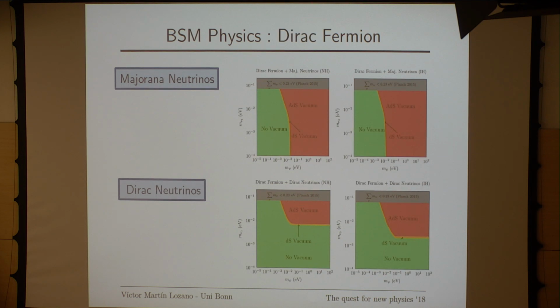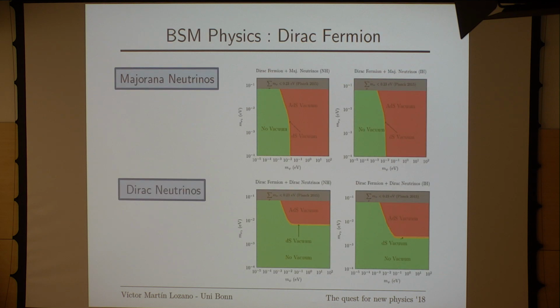So if we have the Dirac fermion case, as the Dirac fermion has 2 more degrees of freedom than the Weyl one, the area that is now allowed is greater, and the only bound that we have to confront is the sum of the masses of the neutrinos coming from Planck. And in the case of the Dirac neutrinos, the area is again bigger.